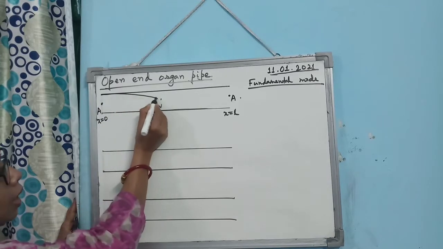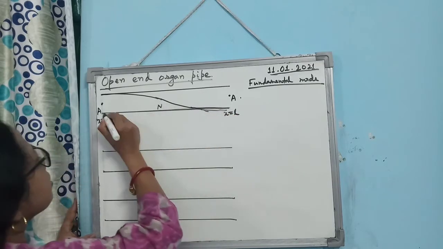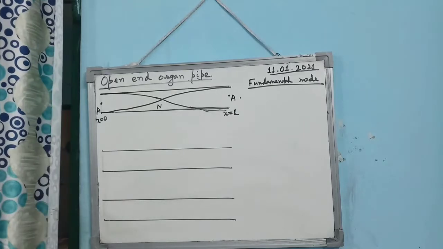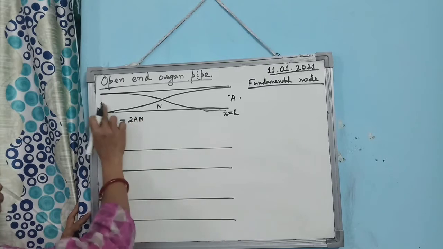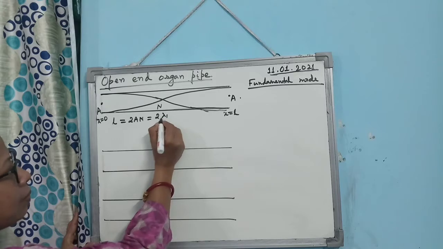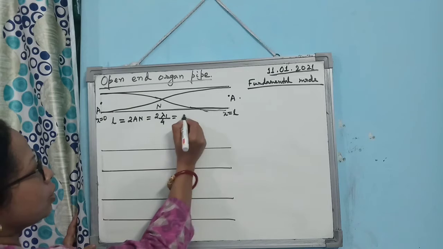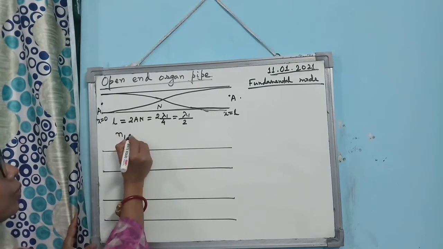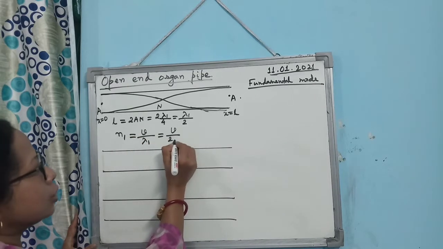So you see how the wave will be produced. The wave will be produced like this. Is that clear? So one can write L is equal to 2AN. How many AN are there? 2AN. AN means lambda by 4. As it is the first mode, I have written lambda 1 by 4, so you are getting lambda 1 by 2. So what will be the frequency of the fundamental mode of vibration? It is V by 2L.